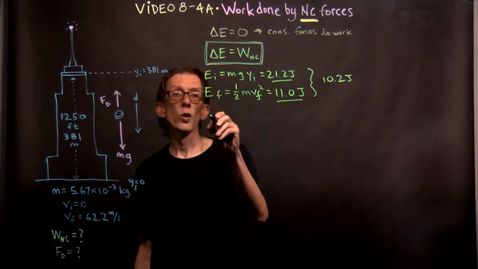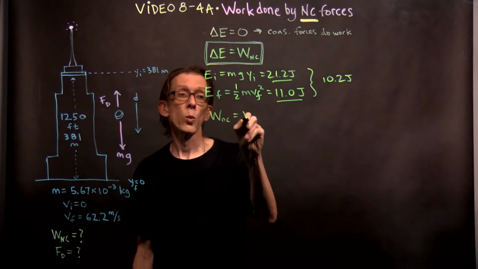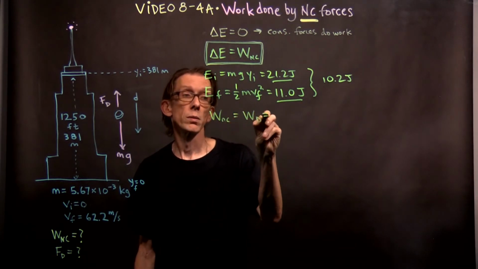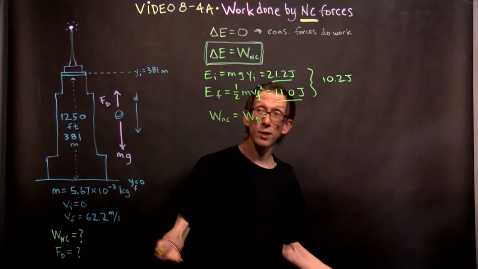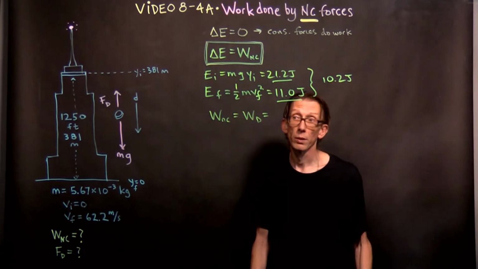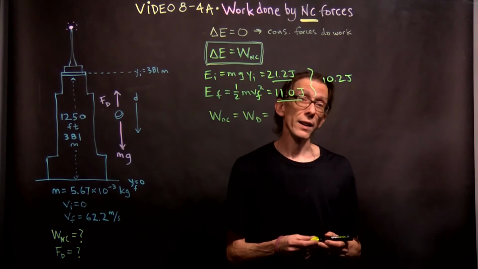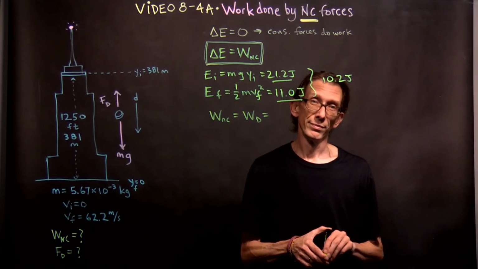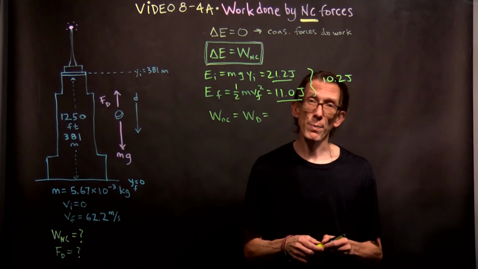So what is the total work done by non-conservative forces? That's equal to the work done by the drag force, right? Because that's the only non-conservative force acting. So W sub D is just the work done by the drag force. Is that going to be positive or negative? Is the work done by the drag force going to be positive or negative?